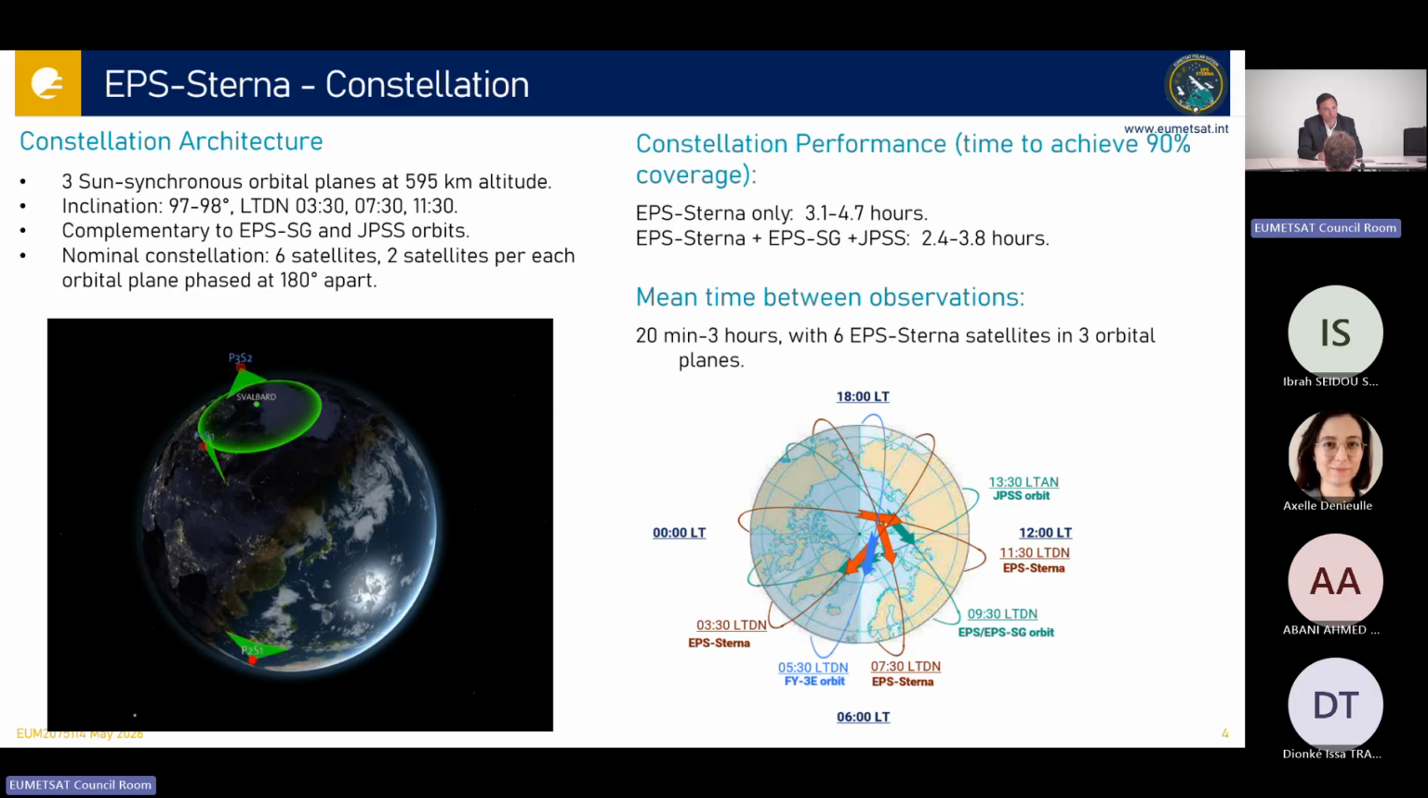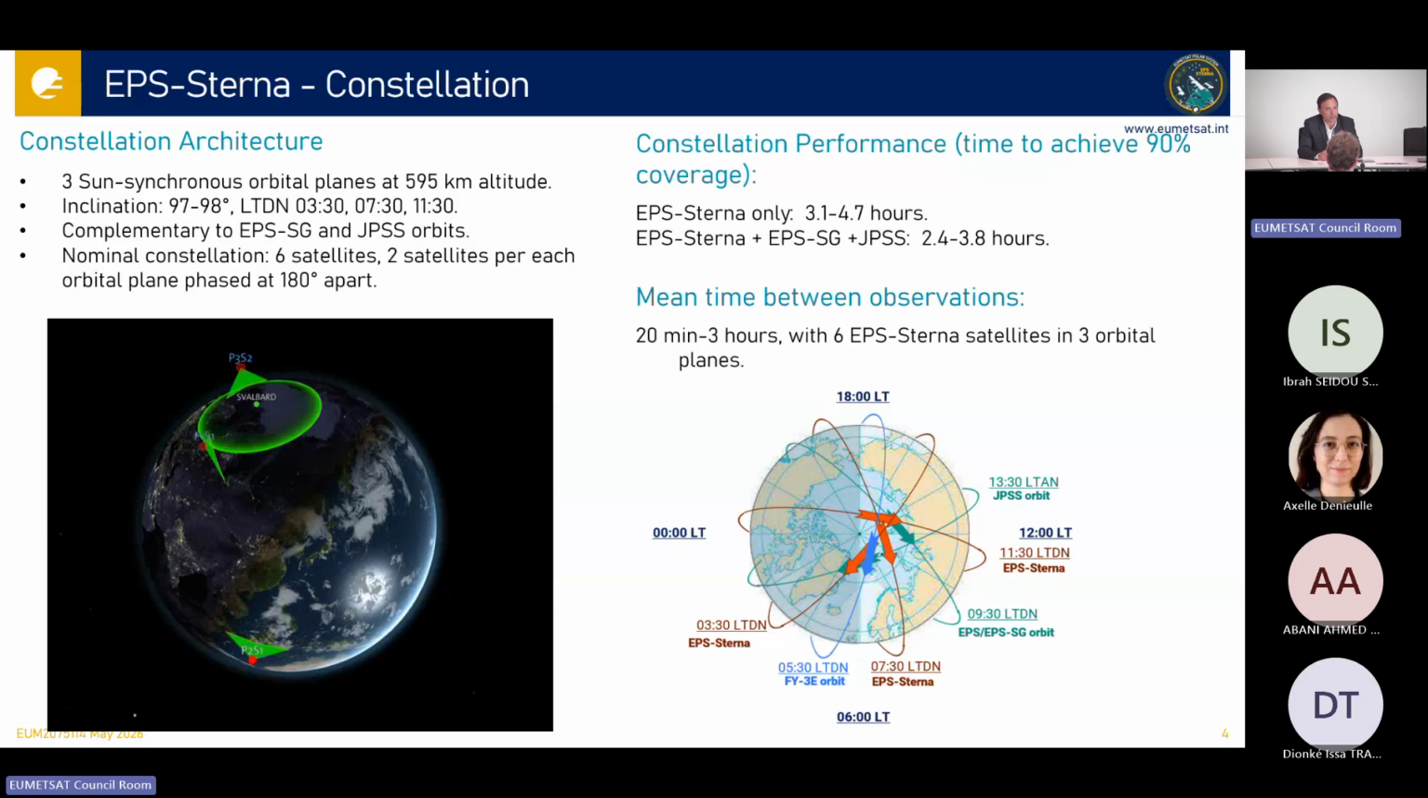We intend to place 2 satellites per orbit. So in total, a nominal configuration will count about 6 satellites, and they will, of course, fly at 180 degrees from each other on each of the 3 orbits.